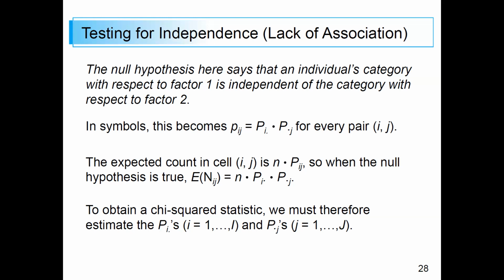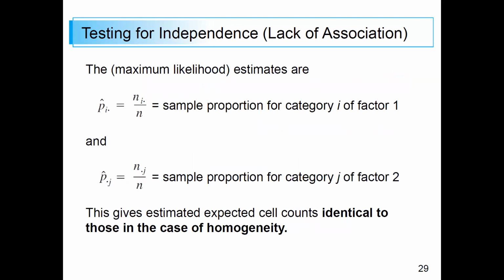So referring to individuals who have the first factor taking level i, little i. So n_i dot divided by n is the sample proportion of individuals that have factor level i from the row factor. And this is the maximum likelihood estimate, as we learned in chapter 6. The sample proportion gives us a maximum likelihood estimate of the population proportion.